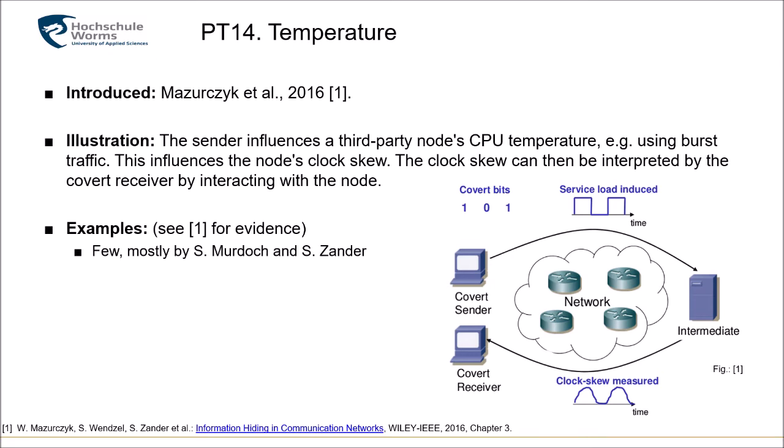Then finally the temperature channel. Here the sender influences a third-party node's CPU temperature, for instance using burst traffic, and this influences the node's clock skew, and the clock skew can then be interpreted by the covert receiver by interacting with the node, as we see here. There's not much work available on this. Initially, this idea was published by Murdoch and Sander, and can exploit an intermediate node.